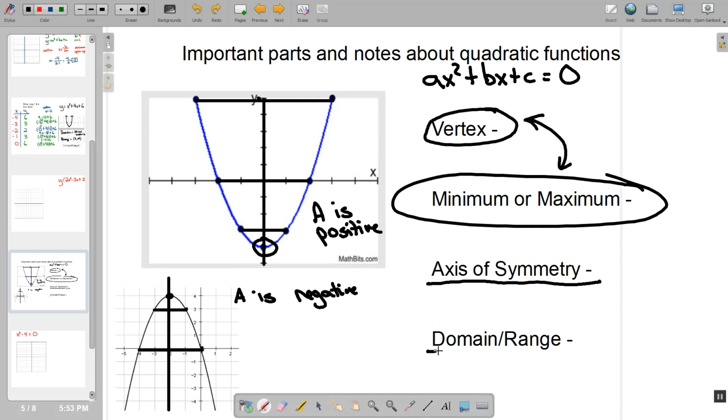And finally, the domain and range. The important parts here are the domain, because it comes first in the alphabet, covers the x's, because the x's come first in the alphabet, and the range is going to cover the y's, because the y's come second in the alphabet. So let's do a couple quick examples here.